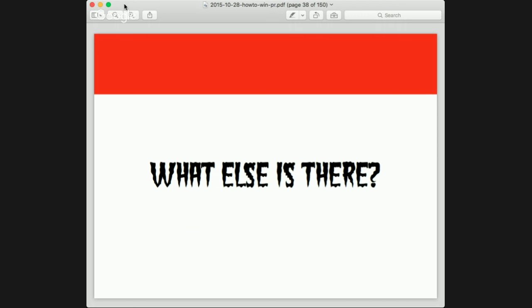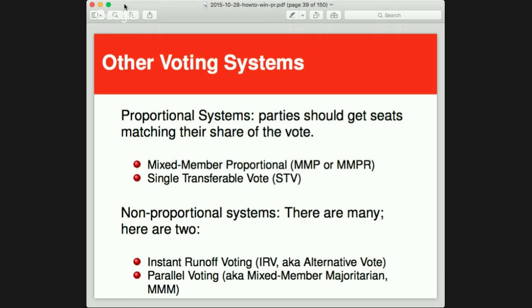So this is the part where I race through a few different alternatives to first past the post, but I won't explain them in detail. And I'm expecting not everybody who's new to this is going to follow every part of this. That's kind of okay. So there's all kinds of voting systems that we could choose as alternatives. Some of them are proportional, and therefore Fair Vote Canada likes them. Some of them are non-proportional.